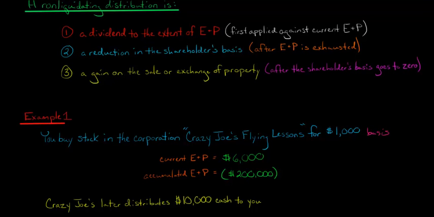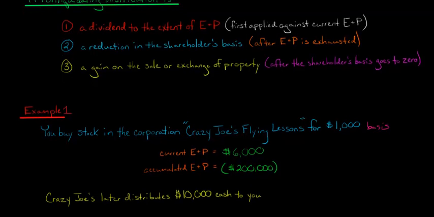Now Crazy Joe's is going to make a distribution of $10,000 cash to you. And now we need to figure out how much is a dividend, how much is a return of capital, what's going to happen to your basis, and so forth. So let's take this 10,000. We're first going to look to current EMP. We have 6,000 of current EMP. So 6,000 of that 10,000 is going to be a dividend. That 6,000 is going to go against current EMP.